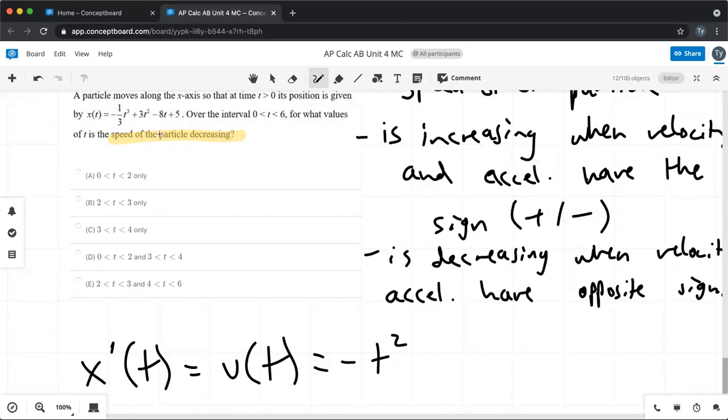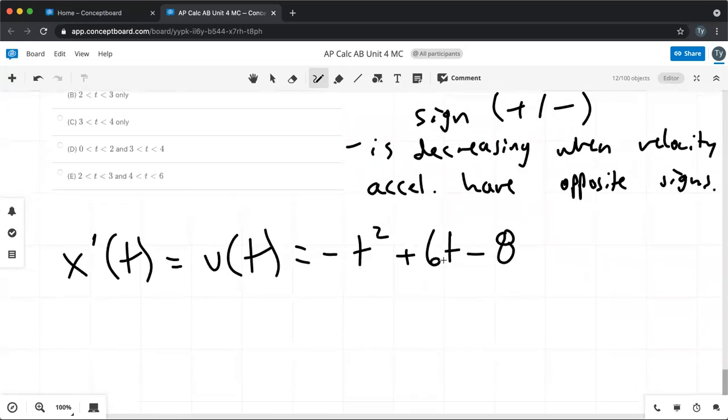For the derivative of the second term, again, power rule. We bring the power down and multiply it by the coefficient. So 2 times 3 is 6. Decrease the power, and it's just t. And then the derivative of negative 8t is negative 8, and the derivative of 5 is 0. So this is our velocity function.